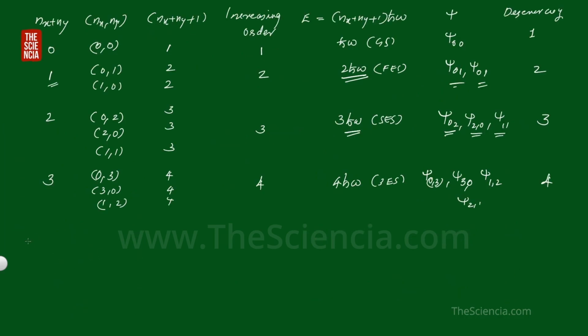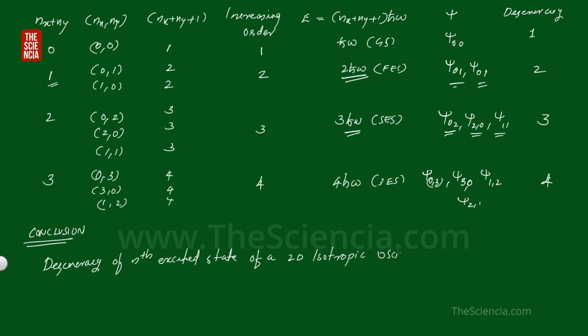So, let us make a conclusion. What is the conclusion? Degeneracy of the nth excited state of a 2D isotropic oscillator is equal to n plus 1.